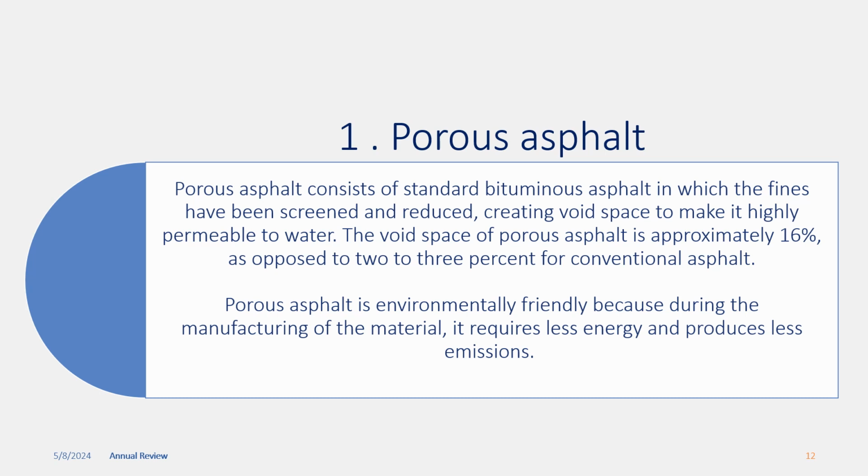First and the major one is porous asphalt. Porous asphalt consists of standard bituminous asphalt in which the fines have been screened and reduced, creating void space to make it highly permeable to water. The void space of porous asphalt is approximately 60% as opposed to 2 to 3% of the conventional asphalt. Porous asphalt is environmentally friendly because during the manufacturing of the material, it requires less energy and produces less emission.